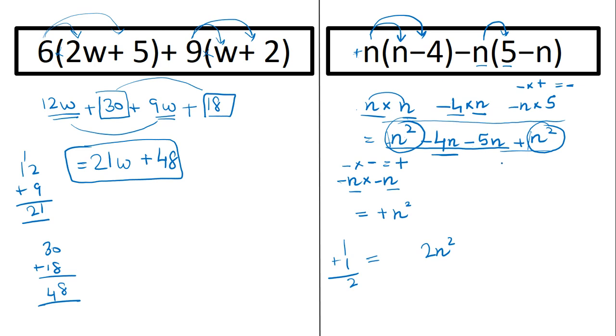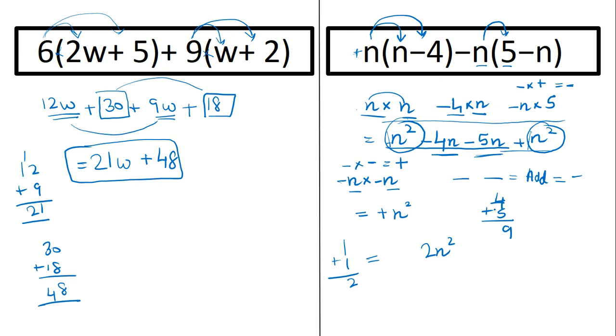And this negative 4n and negative 5n are like terms to each other. Now, we've also discussed in our previous video that if there's a negative and another negative, because we're dealing with addition and subtraction, you always add the numbers, but the resulting answer is always negative, which means that I'm going to be doing 4 plus 5.